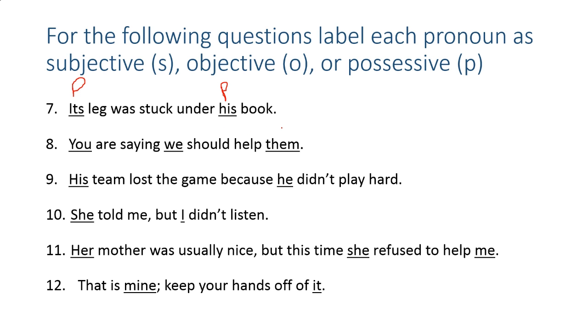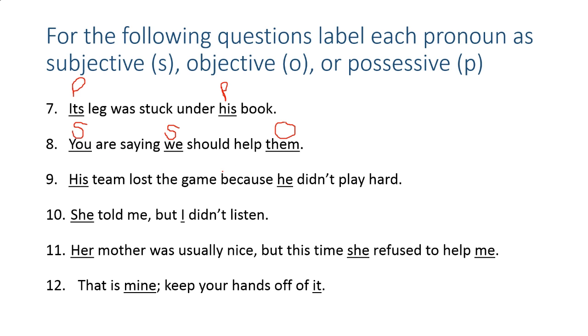You are saying we should help. Again, you is a hard one because it could be subjective or objective, but in this case it's the subject of the sentence, so it's going to be subjective. You are saying we should help them. We, again, is going to be subjective. And then them: we should help who or what? This is a direct object, so this is going to be an objective pronoun.